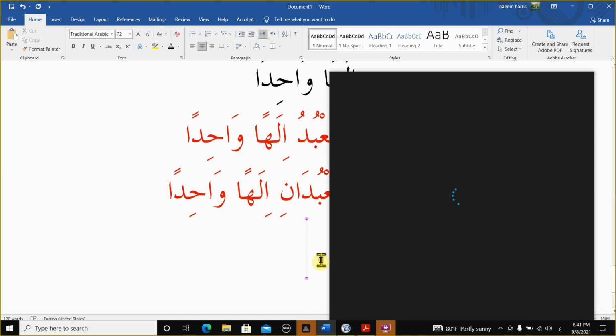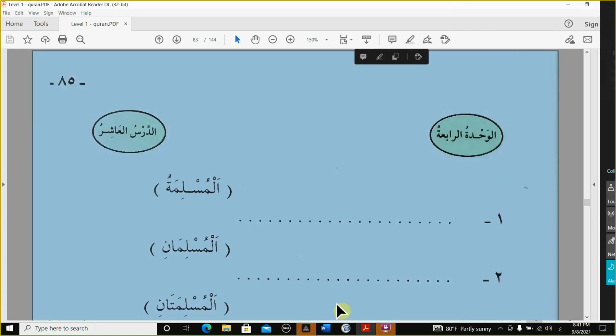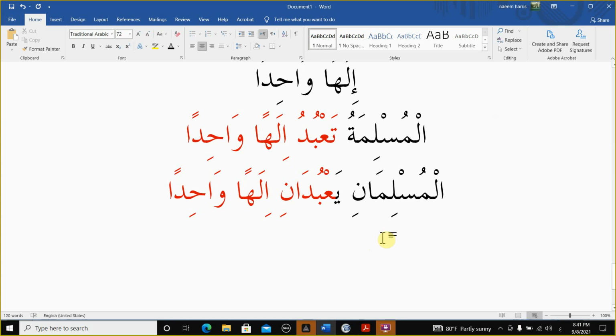Al-Muslimani ya'budani. The 2 male Muslims. So it's masculine, muthanna, 2 of them. Ya'budani. Number 3, al-Muslimatani. MashaAllah. The 2 female Muslims, Muslimatani. This one is tricky.